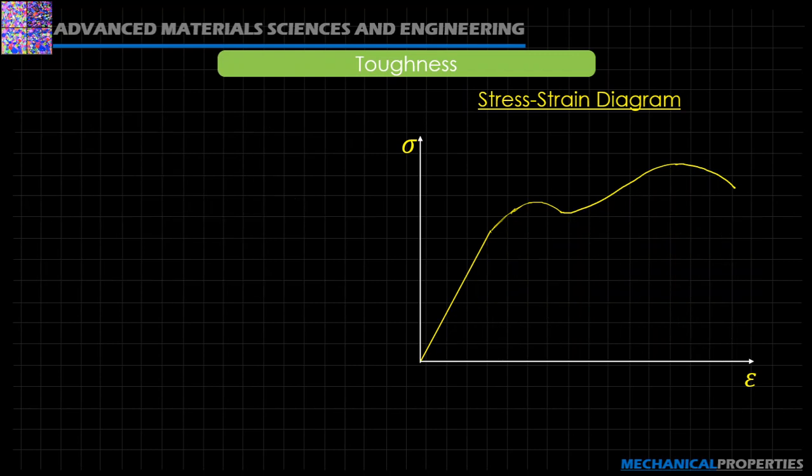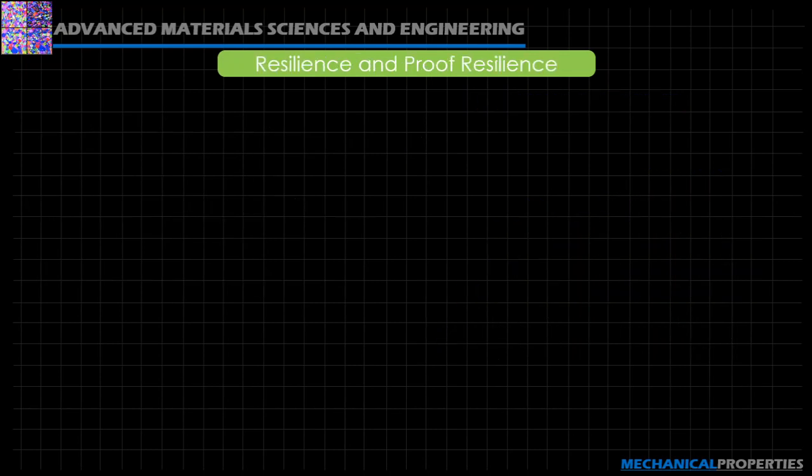Now, talking about resilience and proof resilience, these properties are also made under application of energy like toughness instead of using the mechanical force. But before that, it is important to understand the strain energy. So, strain energy, that is represented by capital U.